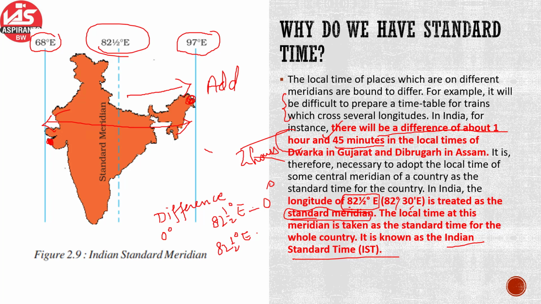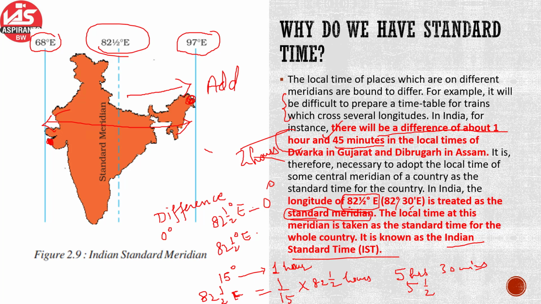Now to calculate the time, again use the same formula. We know that 15 degrees take 1 hour difference, right? So 82.5 degree east will take how much time? So 1 divided by 15 into 82.5 degree, this many hours it will take. If you calculate it, it will come out to be 5 hours and 30 minutes. So that is 5.5 hours. Okay, so we are 5.5 hours ahead of the Greenwich Mean Time.